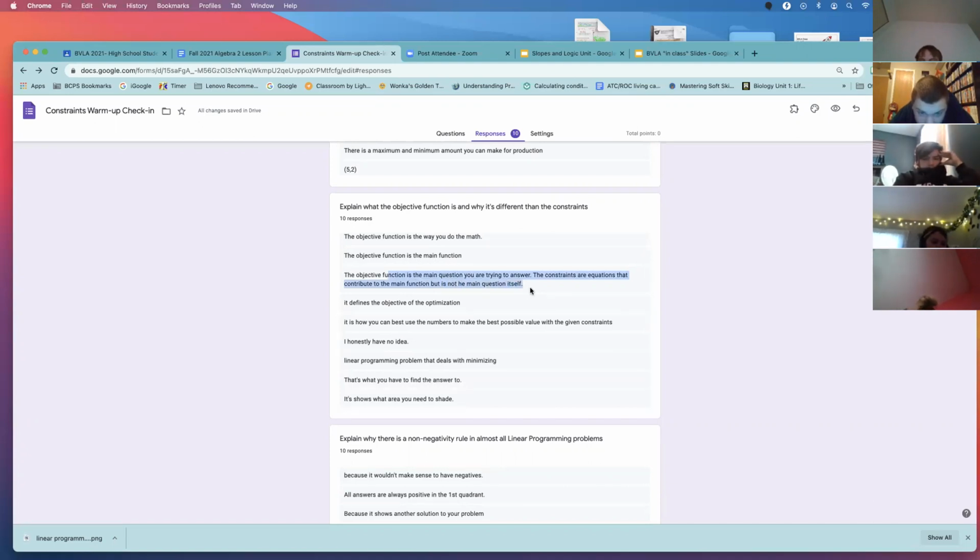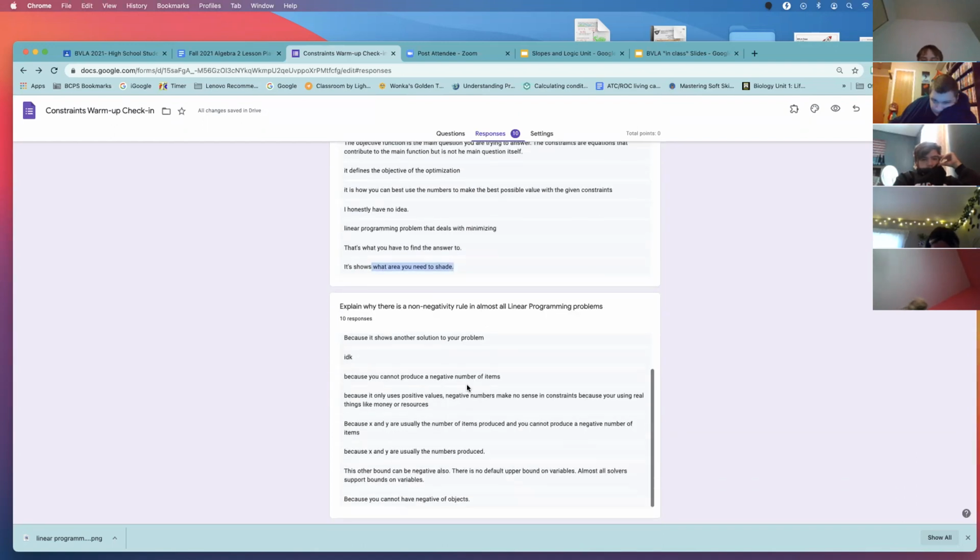So it might ask you, how do you maximize profit? How do you minimize cost? That's the objective function. That's what you're trying to answer. It defines the objective. Okay, honestly, I have no idea. That's fair. Then you're programming problems that deal with minimizing or maximizing. That's what you have to do to find the answer. It doesn't show the area you need to shade. The constraints are what you graph. You graph the constraints. You don't graph the objective function.